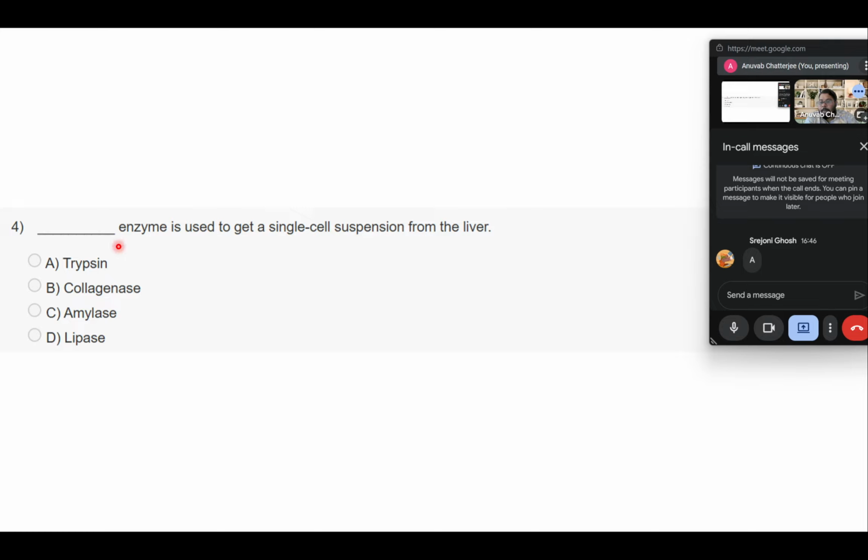Next, blank enzyme is used to get a single cell suspension from liver. The options are trypsin, collagenase, amylase, and lipase. You can put in whatever you think is the correct option in the chat.